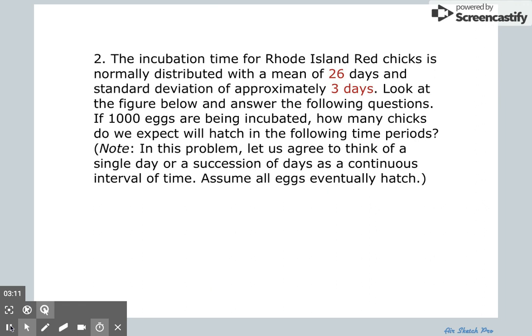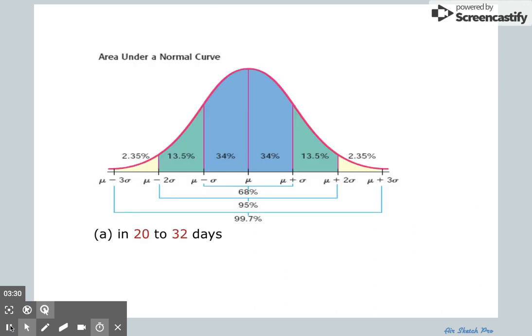The incubation time for Rhode Island red chicks is normally distributed with a mean of 26 days and standard deviation of approximately 3 days. Look at the figure below and answer the following questions. If 1,000 eggs are being incubated, how many chicks do we expect will hatch in the following time periods? So from 20 to 32 days. Over here, 26 was the mean. The standard deviation was 3. So that makes this 23, this 29. If I move 1 standard deviation left, 1 standard deviation right, and then this is 32 and this is 20.